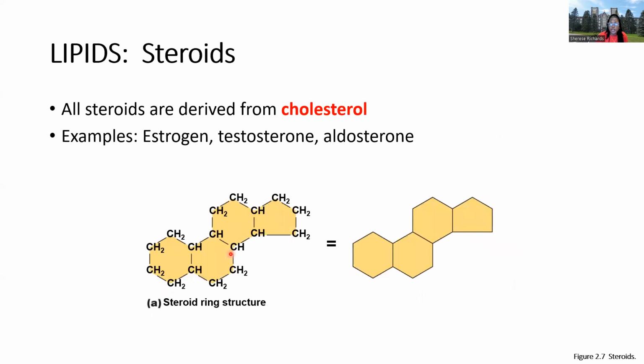Lastly are steroids. I'm sure we've all heard of steroids in some form or the other. They're really important for our immune system. They're all derived from cholesterol. And cholesterol is a ringed structure. So a lot of the areas where we'll see steroids are in our hormones, right? So estrogen, testosterone, aldosterone are some examples, thyroid hormone. All of those hormones that we hear about are typically derived from cholesterol and are these ring structures, which we know as steroids.